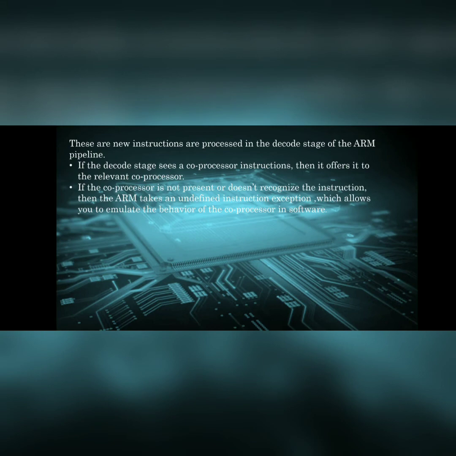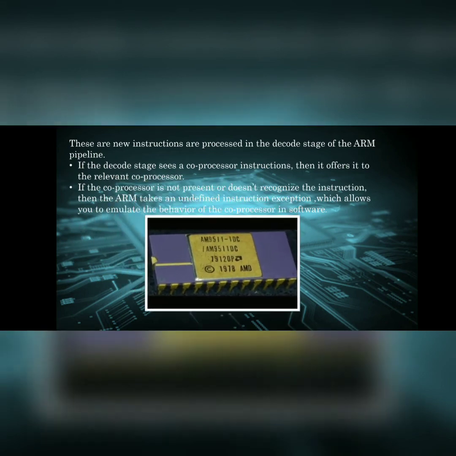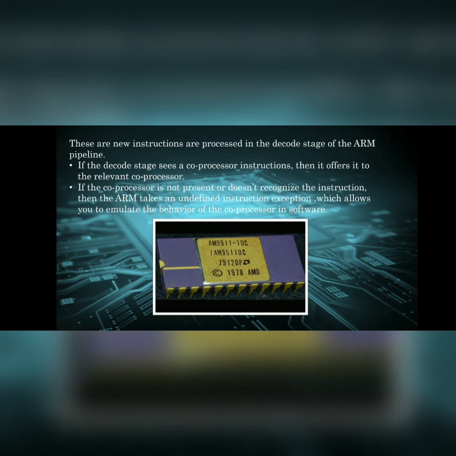These are the instructions that are processed in the decode stage of the ARM pipeline. If the decode stage sees a coprocessor instruction, then it offers it to the relevant coprocessors. If a coprocessor is not present or doesn't recognize the instruction, then the ARM takes the undefined instruction exception, which allows you to emulate the behavior of the coprocessor in software.